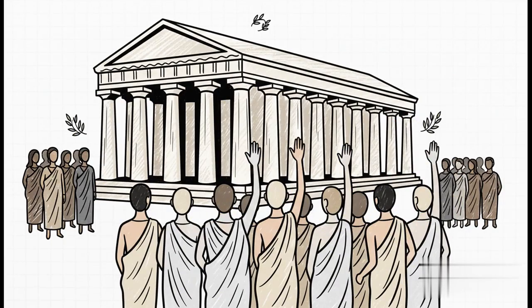The classic example everyone always points to is ancient Athens. Now, let's be clear, it was far from perfect. Women, slaves, and foreigners couldn't participate at all. But for the men who were considered citizens, it was a system where they would physically get together, debate the issues, and vote directly on the laws for their city.